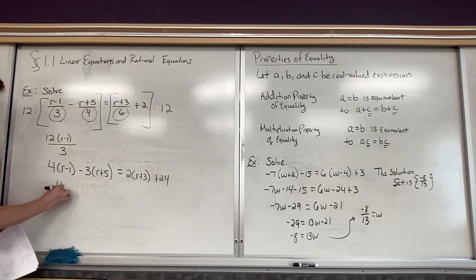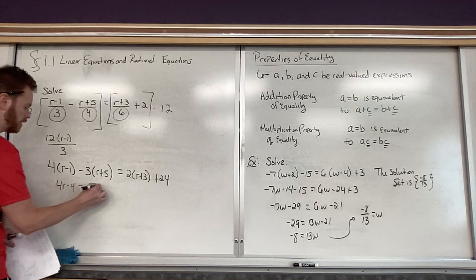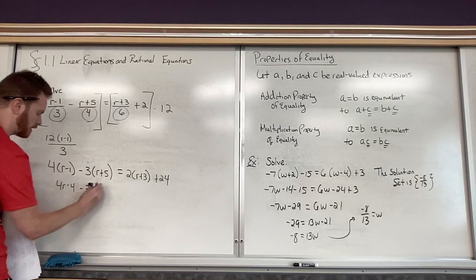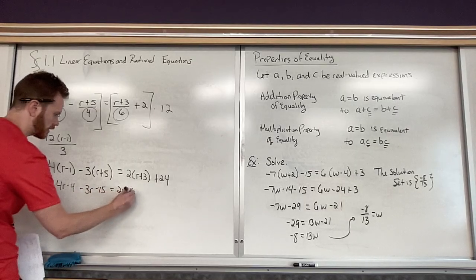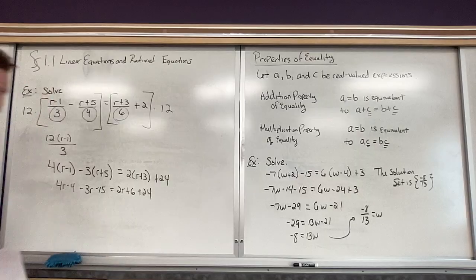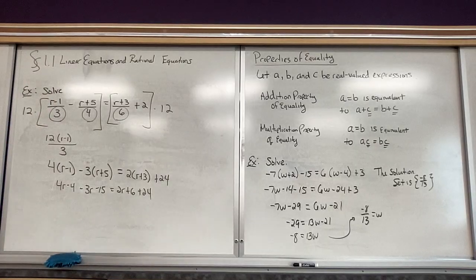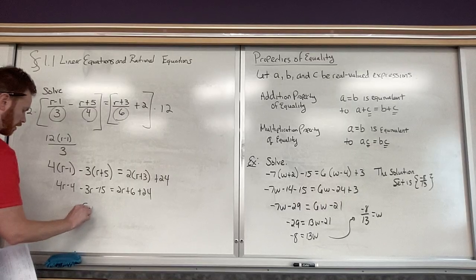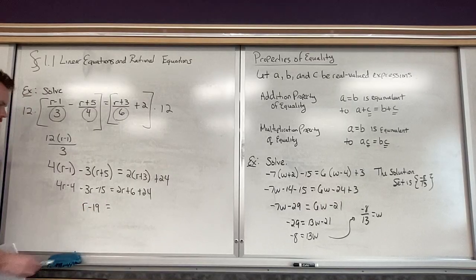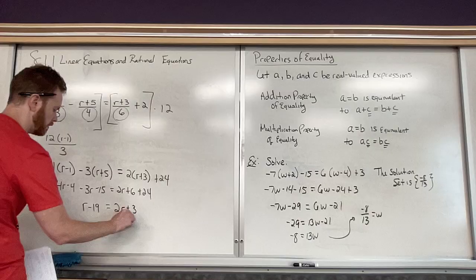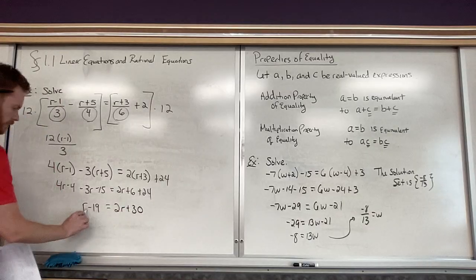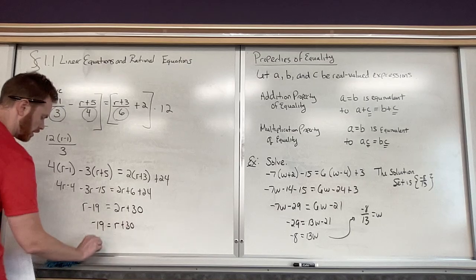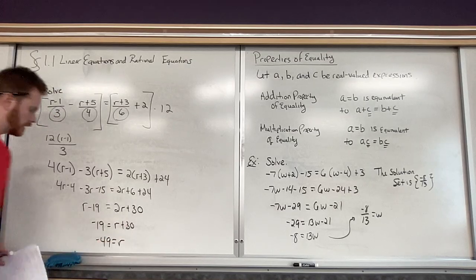So now we'll distribute, so 4r minus 4 equals minus 3r minus 15 equals 2r plus 6 plus 24. Combine some terms, so on this side I can combine the r's and numbers, so I just get r minus 19. On the other side I get 2r plus 30. I'll subtract this r to the other side. Negative 19 equals r plus 30. I'll subtract the 30 and just get negative 49.